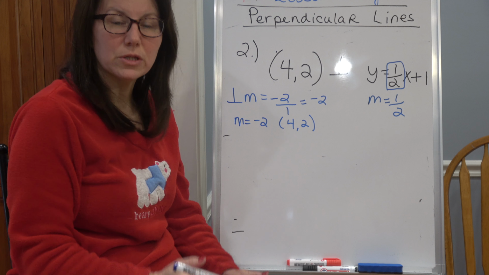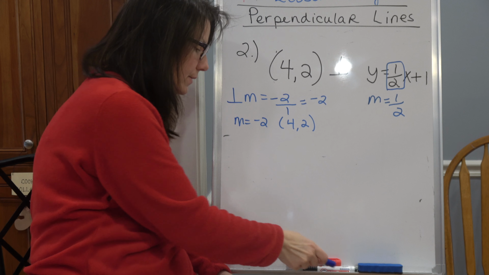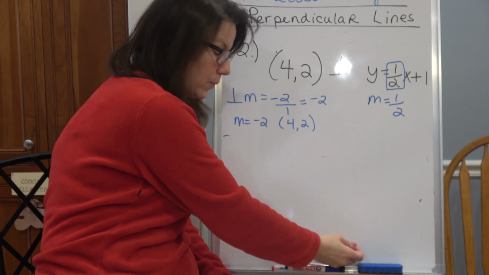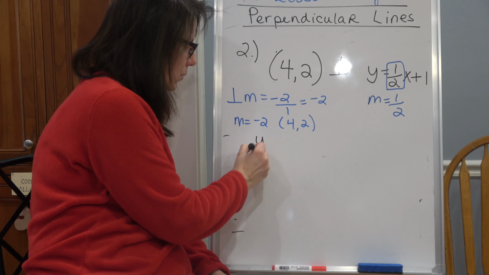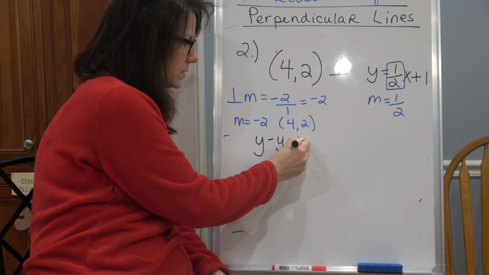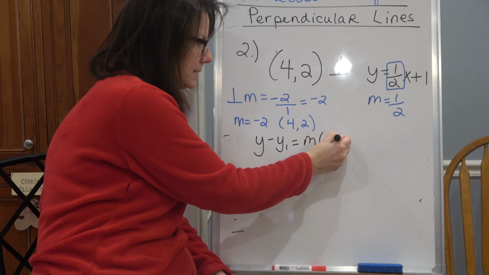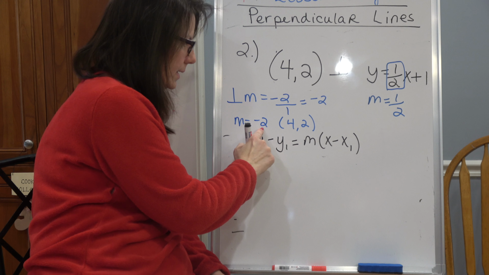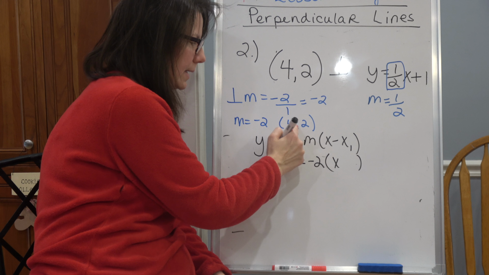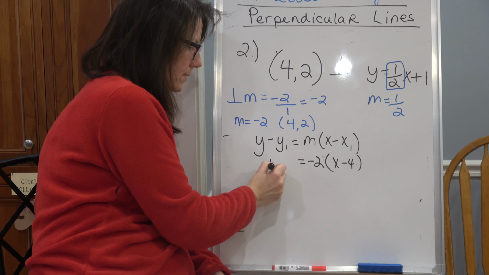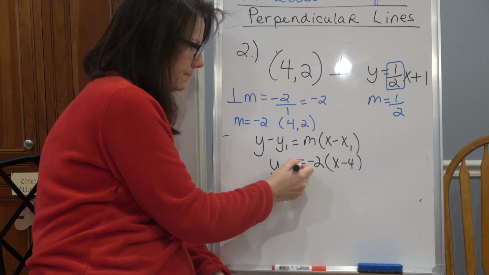And once again, when we start to find the equation of a line, we always start with point slope form. So we're going to start with y minus y1 equals m times x minus x1. And we plug in our slope, and we plug in our point. X minus 4, y minus 2.